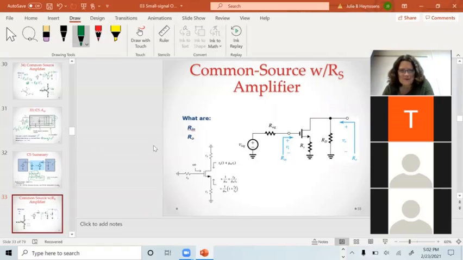Okay, what are we doing here? What's the input resistance? It's infinity. The input resistance of every common source amplifier is infinity, and this is one of the reasons why I love MOSFETs. What's the output resistance?